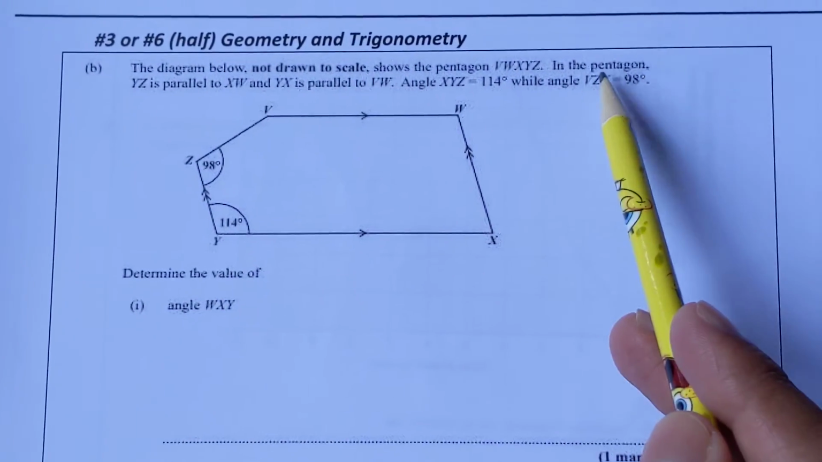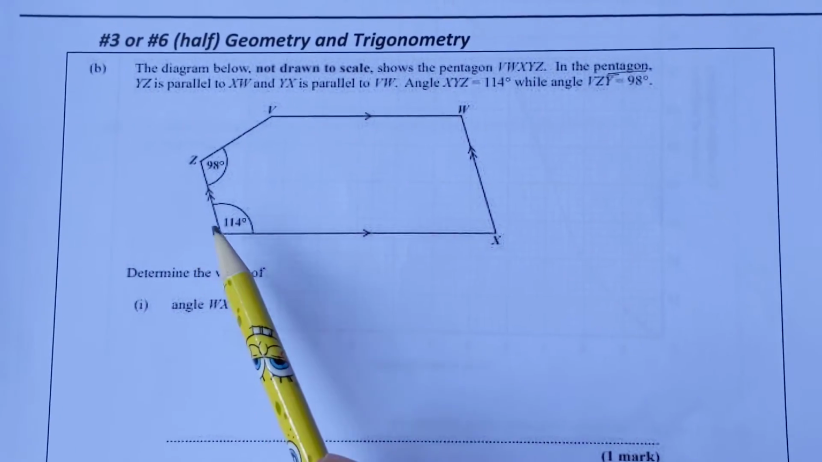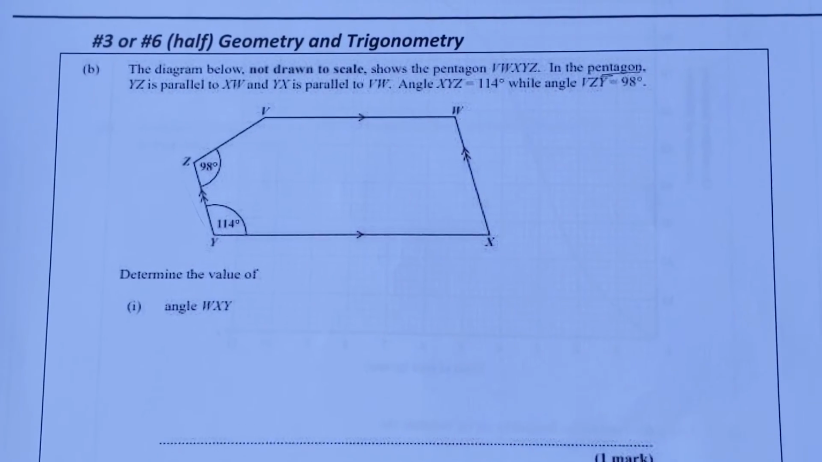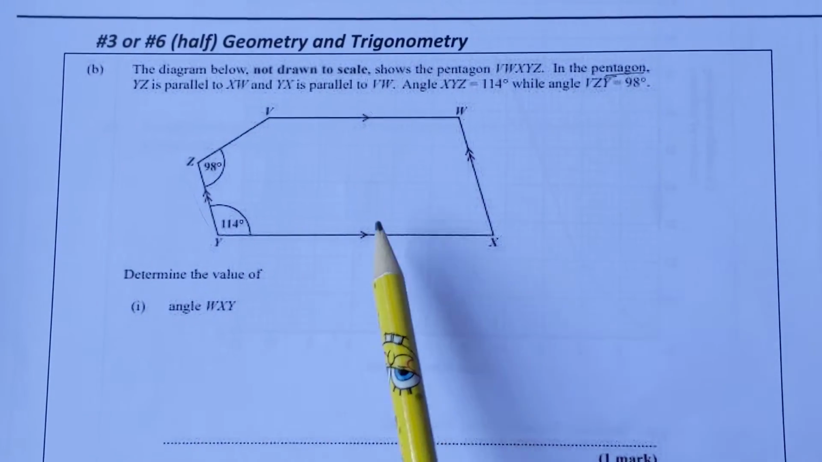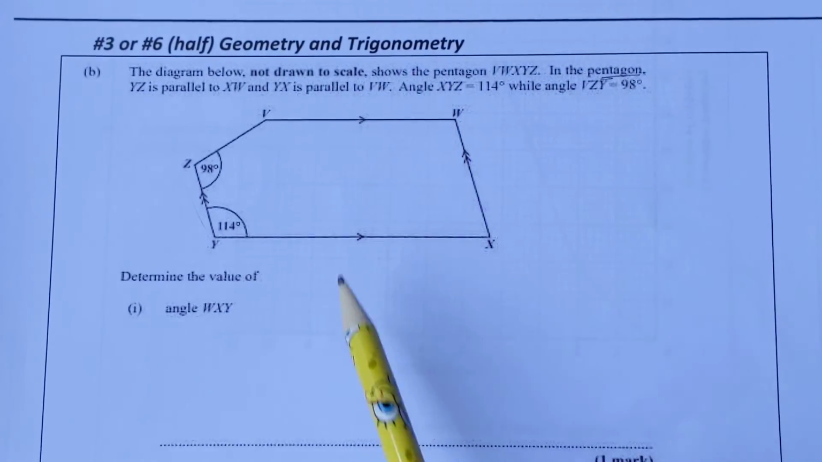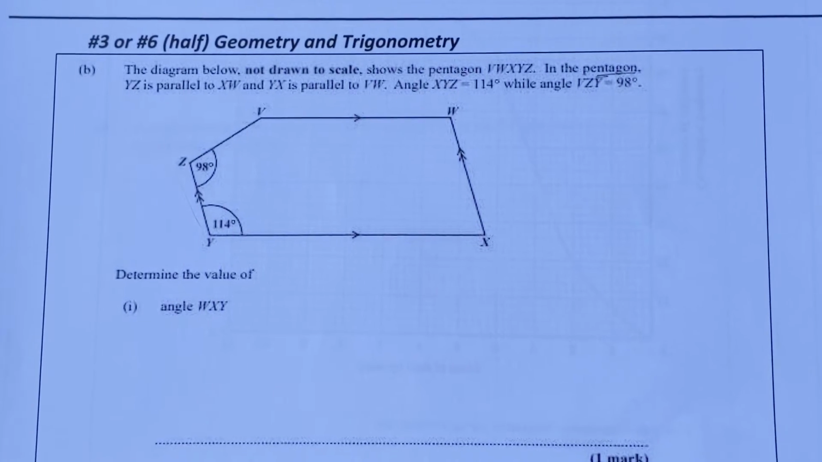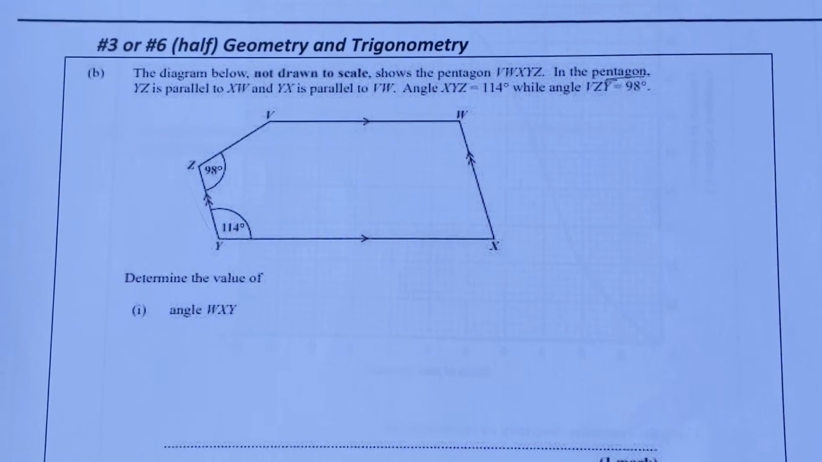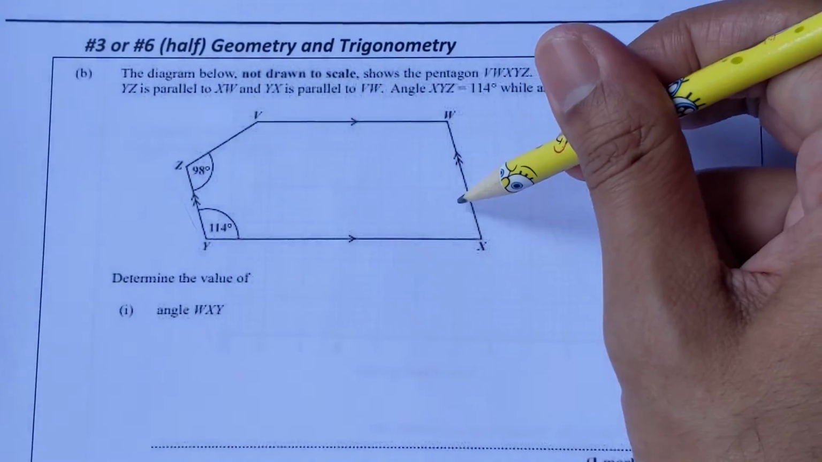It's a pentagon, meaning it has 5 sides. YZ is parallel to WX, so you know you have rules with those parallel lines. YX is parallel to VW, and they give me two angles inside the diagram. And I want angle WXY. So you trace it out: W to X to Y is this angle here.